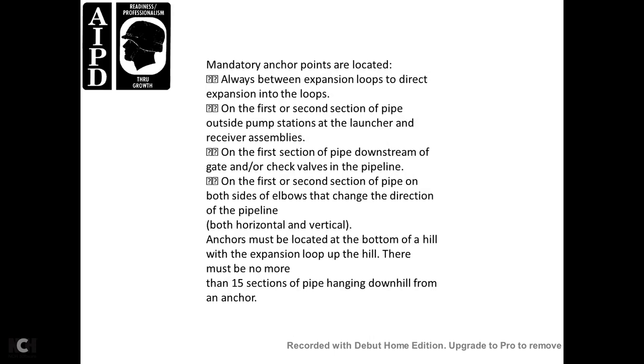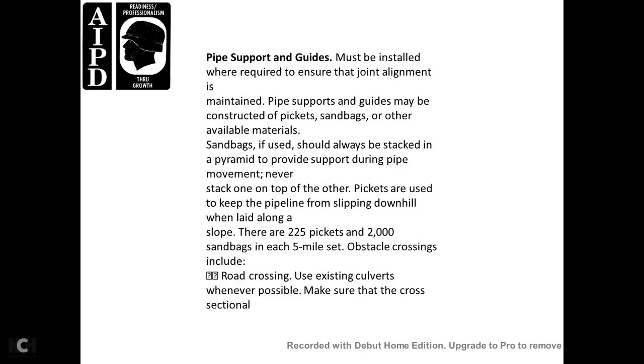Mandatory anchor points. Anchor points are always located between the expansion loops, directing the expansion, and on the first and second section of pipe outside of the pump station, which is the launcher or receiver assembly. One is on the first section of pipe downstream of the gate and check valve of the pipeline, and on the first and second section of pipe on both sides of elbows that change the direction of the pipeline, both horizontal and vertical. Any anchors must be located at the bottom of the hill, with an expansion loop at the top of the hill. There must not be more than 15 sections of pipe hanging downhill from an anchor.